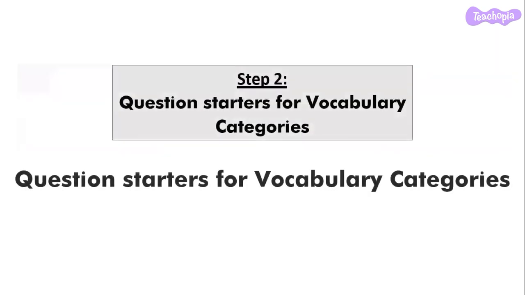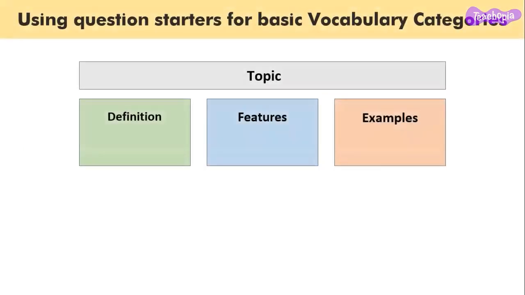As step 2, we have question starters for vocabulary categories. We are all familiar with the vocabulary category by now. There would be a topic, and for every topic that we would be dealing with, there would be 3 categories. First one being the definition, second one being the features, and third one being the examples. So to get an answer related to each of these categories, we would be using certain question starters.